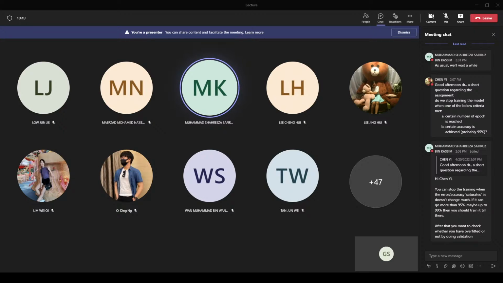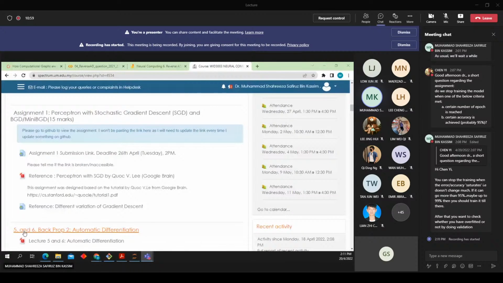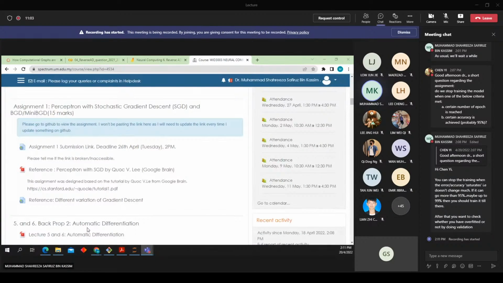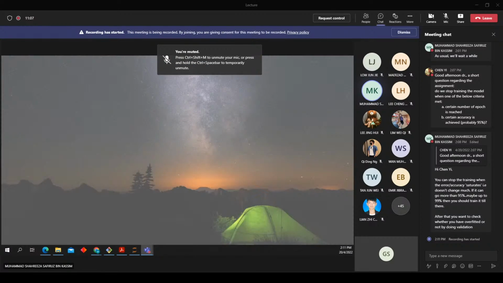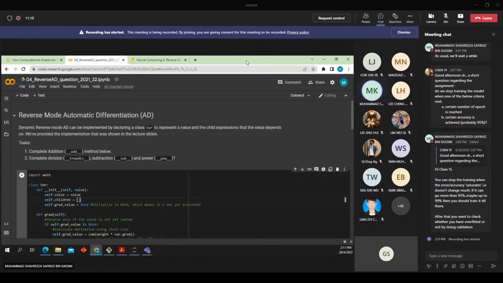This week's lecture will be using the same slides as last week, which is 5 and 6, backpropagation 2, automatic differentiation. Last week we've done the forward pass, or forward automatic differentiation. This week we'll be doing the reverse AD, reverse automatic differentiation.